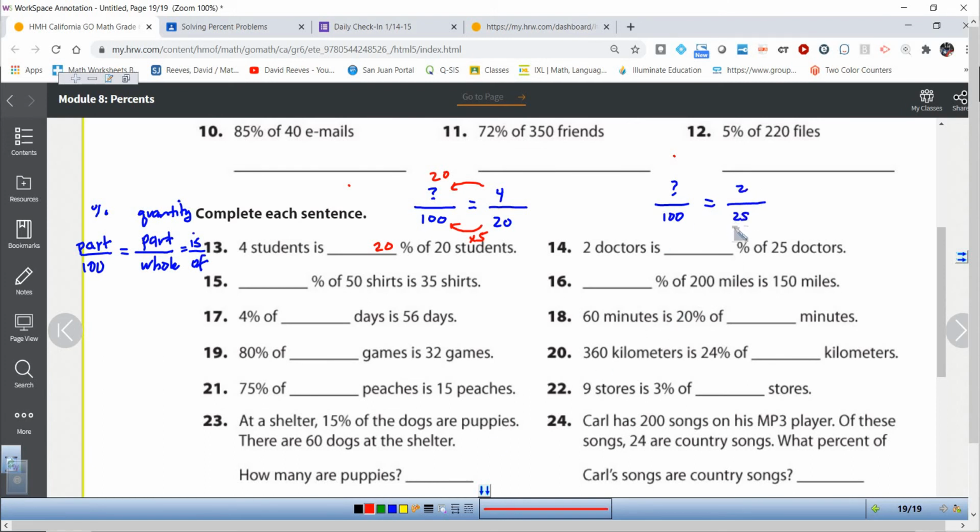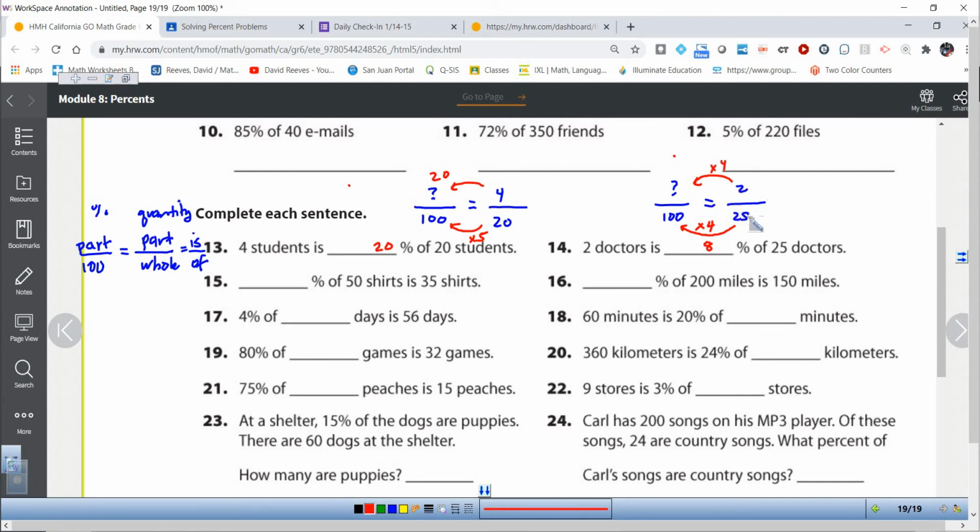Then I'm going to find my equivalency factor. All right. 25 goes into 100 4 times. 2 times 4 is what? 8. 2 doctors is 8% of 25 doctors, right? Because 10% of 25 would be 2.5, so 8 makes sense. It's just a little bit less than 10%.